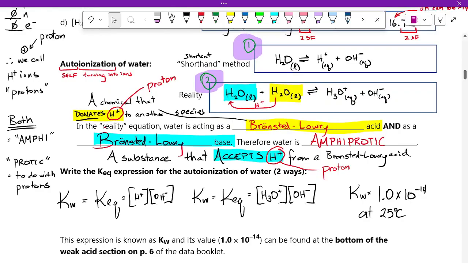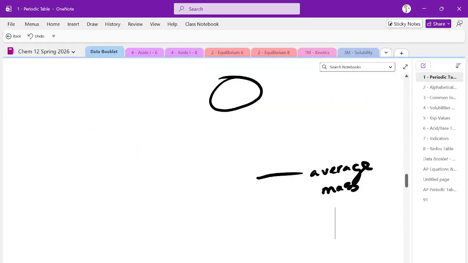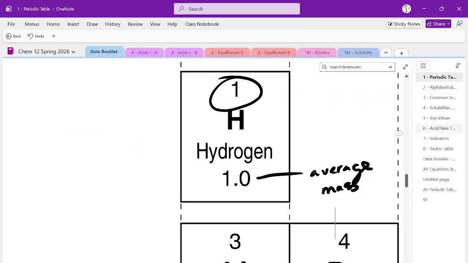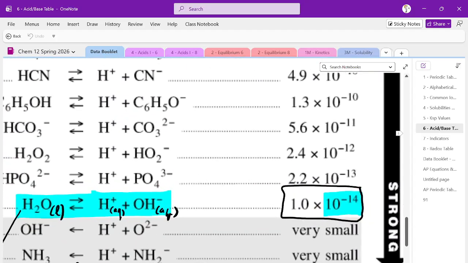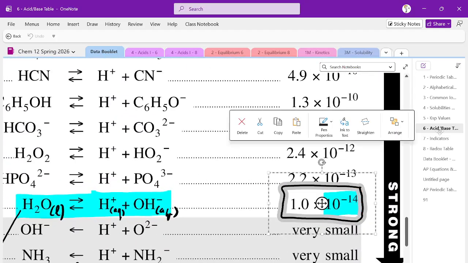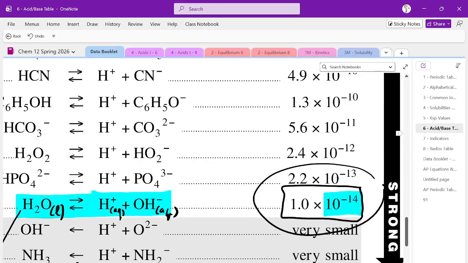Now, if you forget that number, where can you go find it? Page 6 of the data booklet. You can go and look and you're like, okay, it is right down at the bottom of the white section there. 1 times 10 to the negative 14.